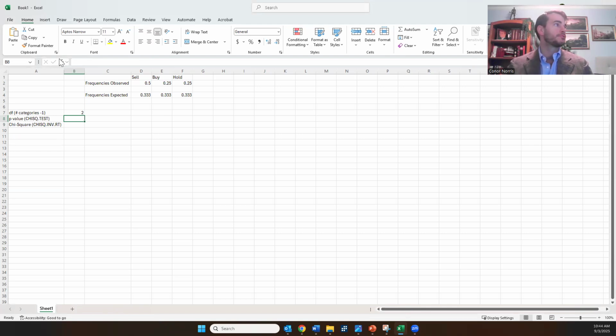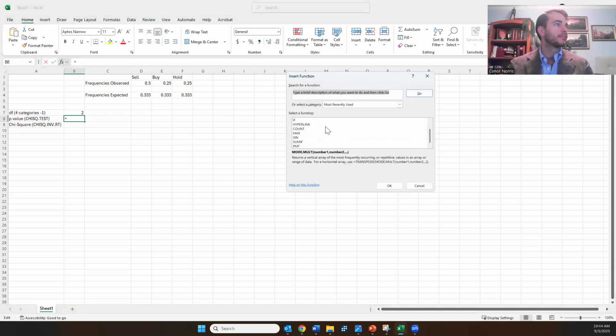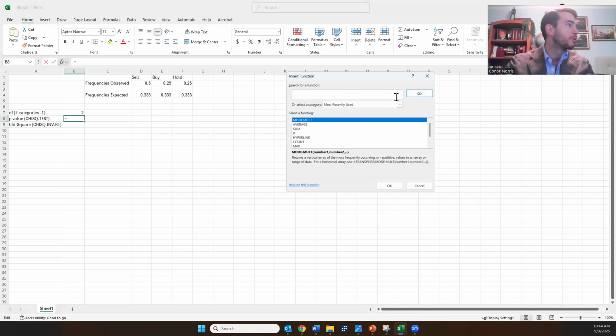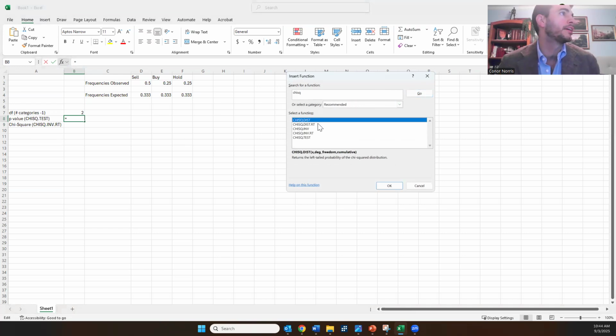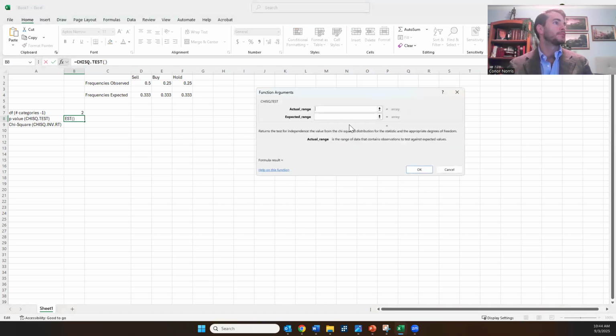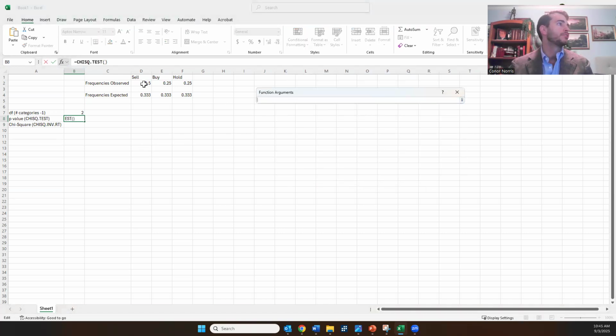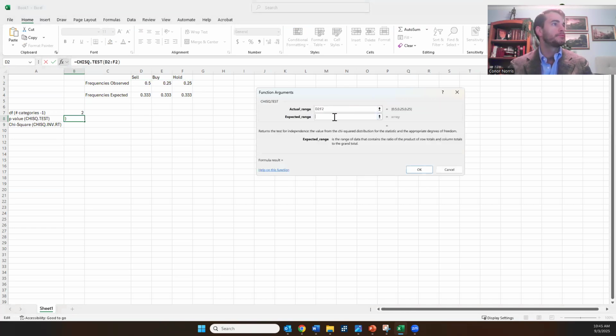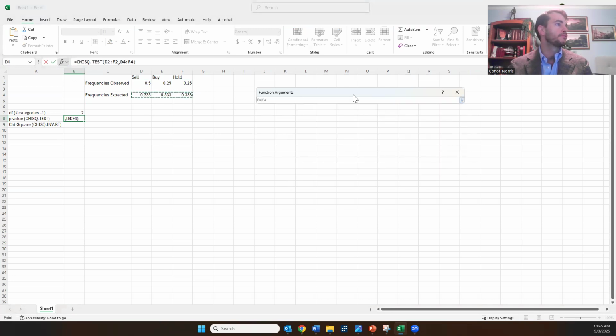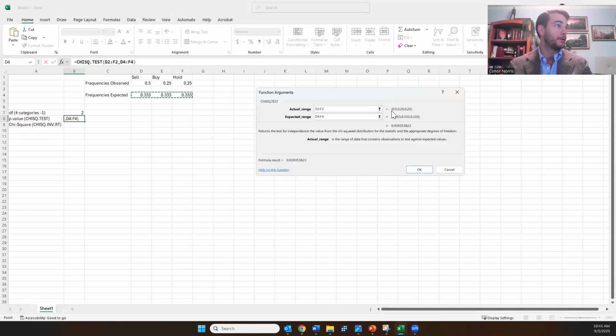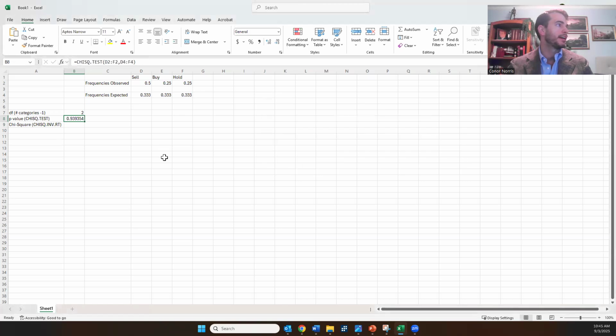So we're going to use a little insert function here. And we're going to look for the chi-square test. Select it right there. Okay, so looking for the actual range. The observed values is D2 to F2, so we include those. And then for the expected range, we include these three, D4 to F4. So what we expected. And that calculates the p-value, which is 0.939.